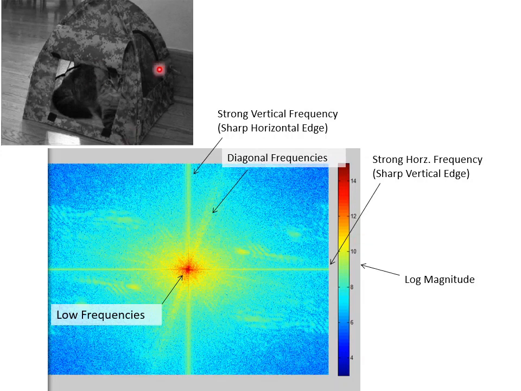So from this image, we get this frequency image. It means in the original intensity image, there are many low frequency signals. So you see here, the color is very close to red. The red means large values.